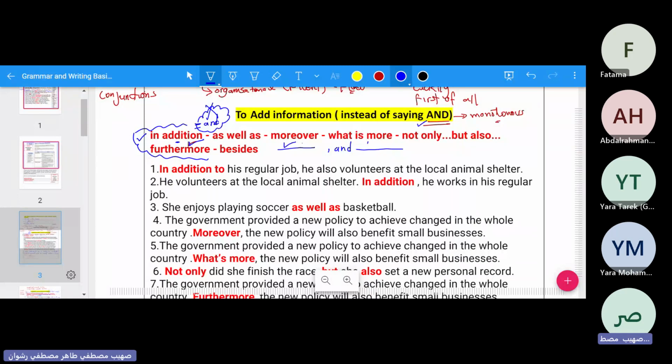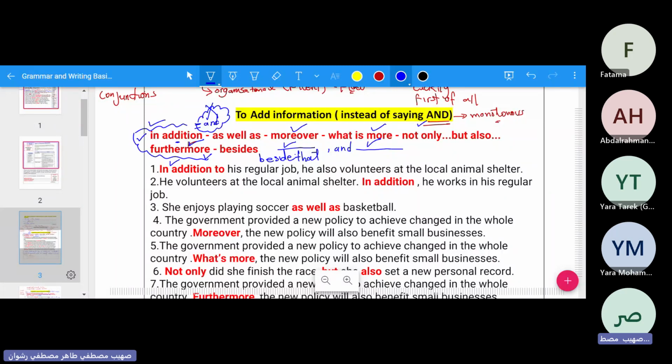moreover, what's more, furthermore, besides. All are the same. Okay, no, besides, no. Beside that. Beside that. The same rule with no difference. What I mean is that in this sentence, I can use in addition, I can use moreover, I can use what's more, I can use furthermore, I can use beside that. All are equal, all are similar alternatives.